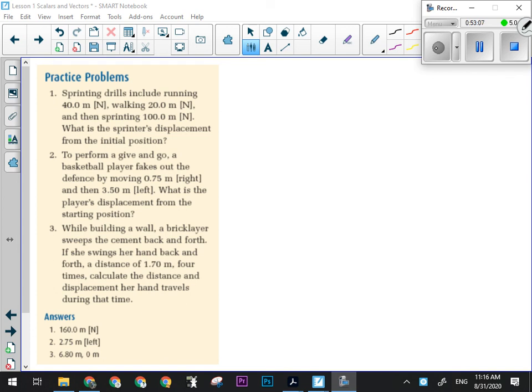For question number two, to perform a give and go, the basketball player fakes out the defense by moving 0.75 meters to the right and then 3.5 meters to the left. I'm going to draw a diagram of this just to make it easier. Here's my 0.75 meters to the right. This is my initial position right here. They move 0.75 meters to the right, and then they move 3.5 meters to the left. So my final position is here, and my initial position is there. This line actually represents my displacement. This is how far from my starting position I ended up.